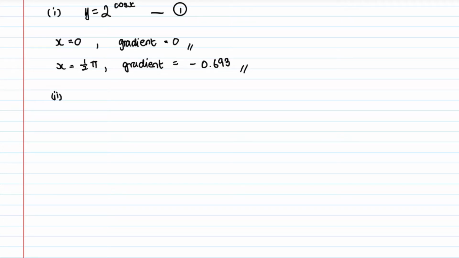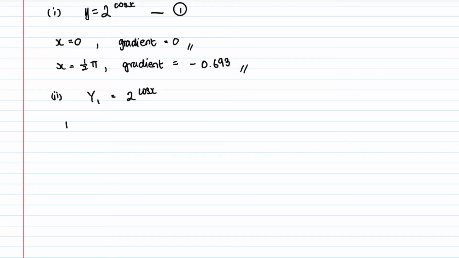So the first thing you need to do is plot into your GC your y1 equals 2 to the power of cosine x. You should already have this graph up because of your first part. The next thing you need to do is to find the tangent. So go ahead and use your second program and then press number 5, which should state tangent. After that, go ahead and key in when your x is equivalent to 0, and then press enter.